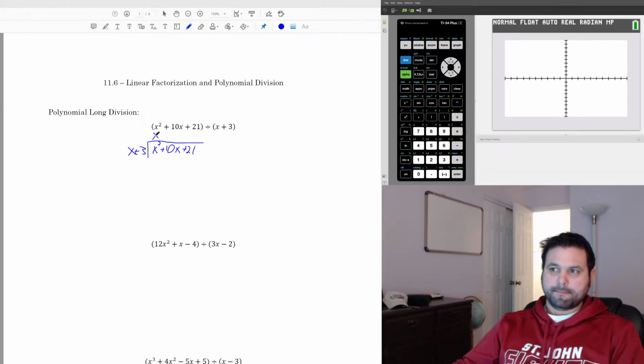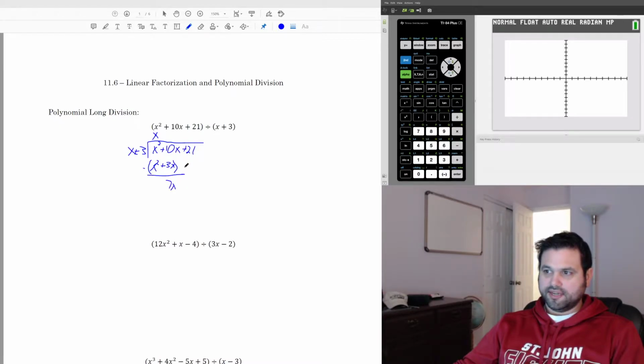Okay? And then we go ahead and we multiply that. So we multiply down, so x times x is x squared, and x times 3 is 3x. Now, just like regular long division, what we're going to do is we're going to subtract this, and we're going to subtract the whole thing. So that's kind of important to remember. We're subtracting this whole thing. And so the x squares will cancel. 10x minus 3x, we got 7x.